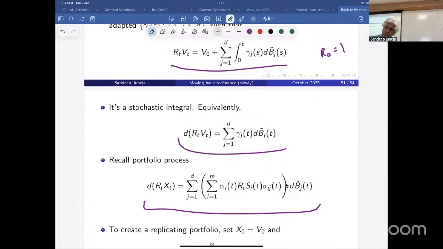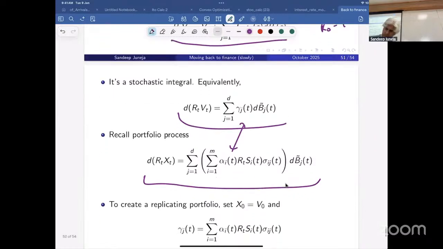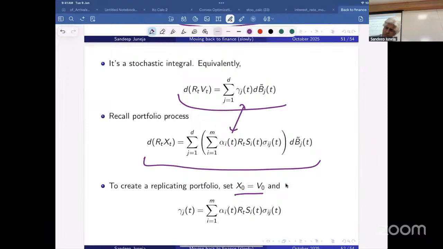So we want to construct a portfolio process which matches the option. Basically, we'll try to match the coefficients for each time. So I'll start with x0 equal to v0, and I'll choose my alpha_t, which is what I can choose in my replicating portfolio process, so that this equation holds for each t, for each sample path.